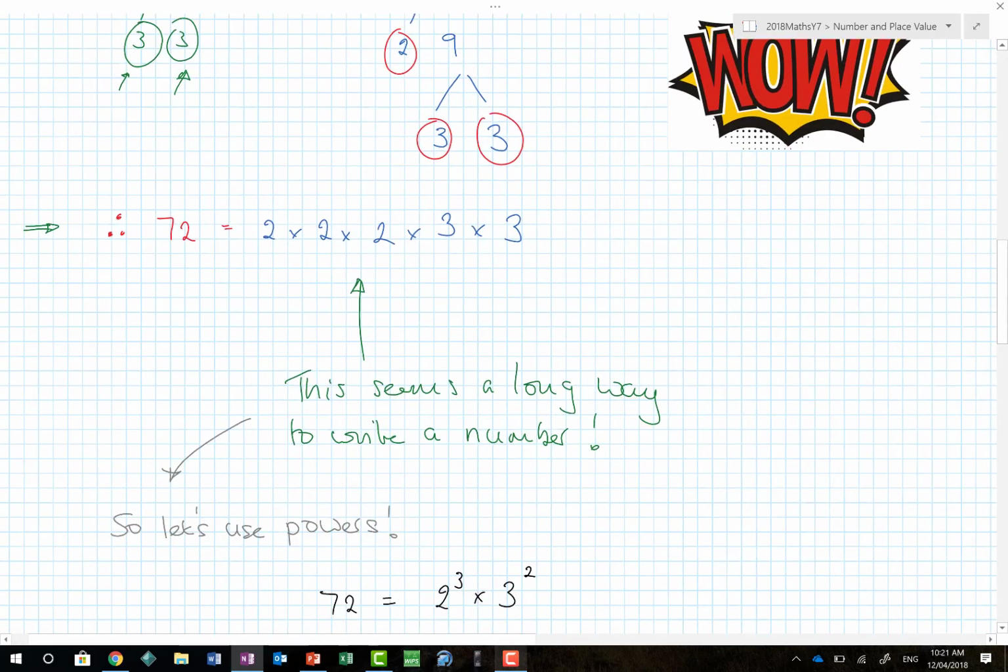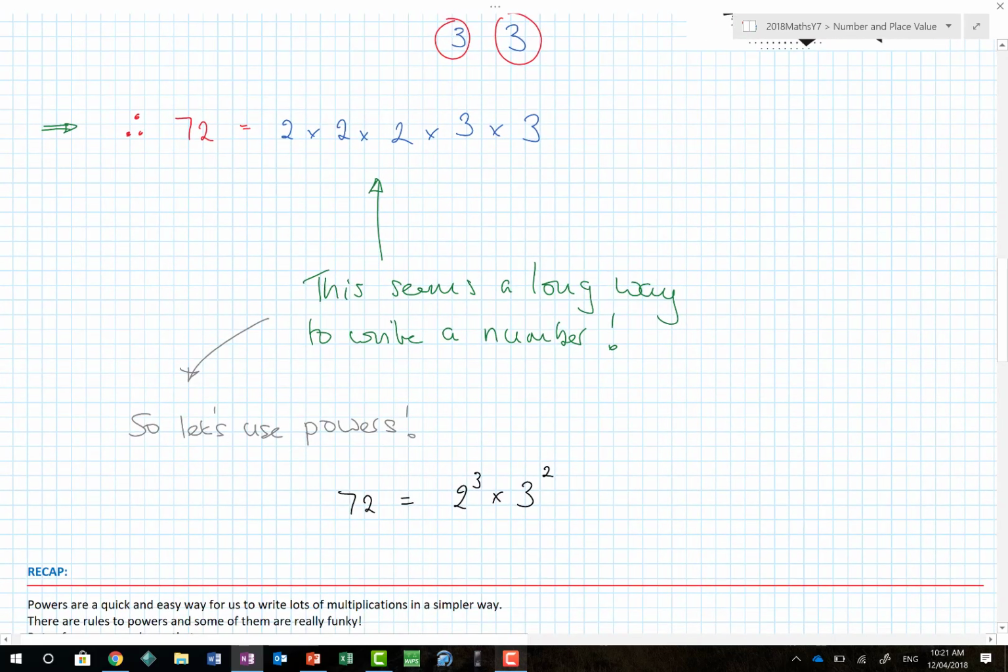And if we backtrack and check, does 2 times 2 times 2 times 3 times 3 give me 72? Well, 2 twos are 4, times 2 times 3 times 3. I'm breaking my problem down into sections. 4 times 2 is 8, times 3 times 3. 8 times 3 is 8, 16, 24, times 3. And 24 times 3 is, in fact, 72. So you have to ask, why are we doing this? It seems a really long way to write a number.